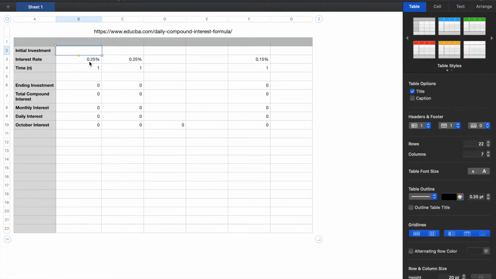So anyways, here's the format. I'm using Numbers because I have a new Mac and I don't have Excel. On the column header, you're going to have your initial investment.